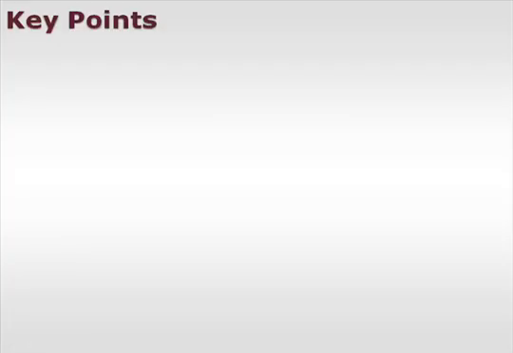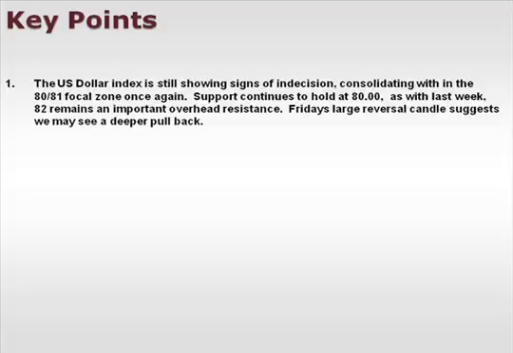Let's take a look at some of our key points. First of all, the U.S. dollar index is still showing signs of indecision, consolidating within the 80-81 focal zone once again. Support continues to hold at 80. As with last week, 82 remains an important overhead resistance. Friday's large reversal candle suggests we may see a deeper pullback.